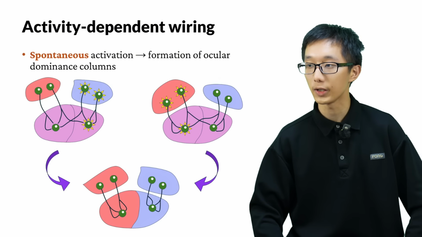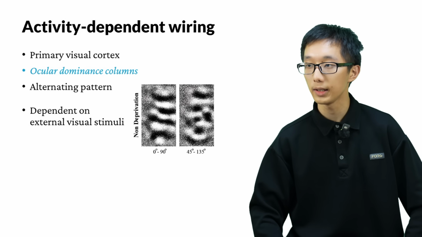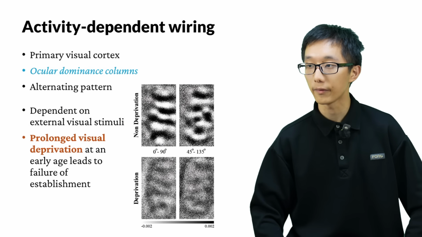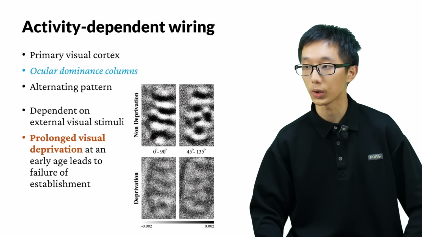If we receive visual stimuli with both of our eyes, then the ocular dominance columns will become even more distinct and established. However, this is dependent on external visual stimuli. If we deprive the vision of one eye for a prolonged period of time at an early age, then there will be a failure of establishment of ocular dominance columns, as shown in the bottom figures here. There is not much distinction between the two eyes.